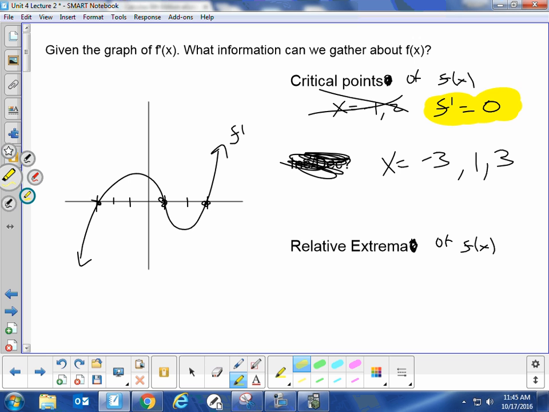But now, can you create a correct number line for f prime that will tell you when f has a max or a min? And could you then sketch f by just given the graph of f prime?